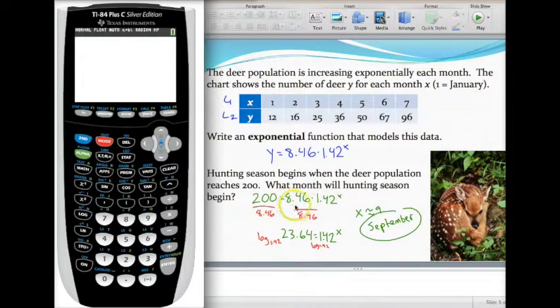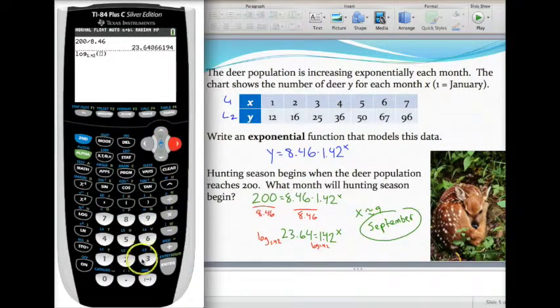So let's begin by dividing both sides by 8.46. So 200 divided by 8.46. That's where I got the 23.64 from. And then, as we've talked about, to get rid of a base, we need to do a logarithm. So I need to do the log base 1.42 to get rid of a base of 1.42. So you can do that a few different ways. If you have the log base button, which my calculator does have, I can go ahead and just use that. If not, we can use change of base. And if you need to see that in another video, go ahead and watch that other video.